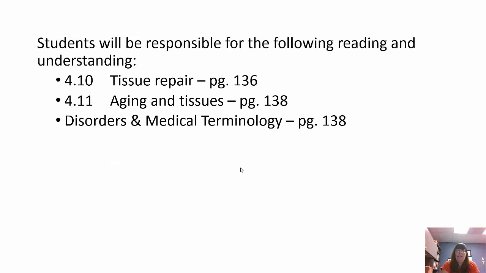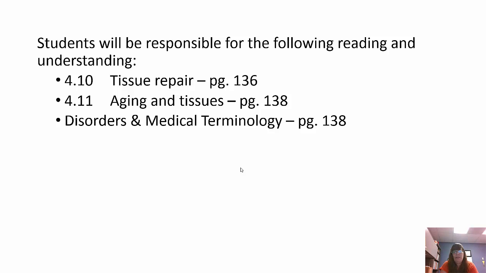So you guys are responsible for tissue repair, aging, and tissues and disorders and medical terminology. But like last chapter, I kind of want to say a few things here. As far as tissue repair goes, epithelial tissue has a really good rate of repair. It can repair itself pretty rapidly and pretty well. Connective tissue depends on the type of connective tissue. Some have limited repair capabilities, other types are not very good at all. Muscle tissue is relatively poor at repairing itself, and nervous tissue is the worst. Nervous tissue does not have very good repair capabilities.